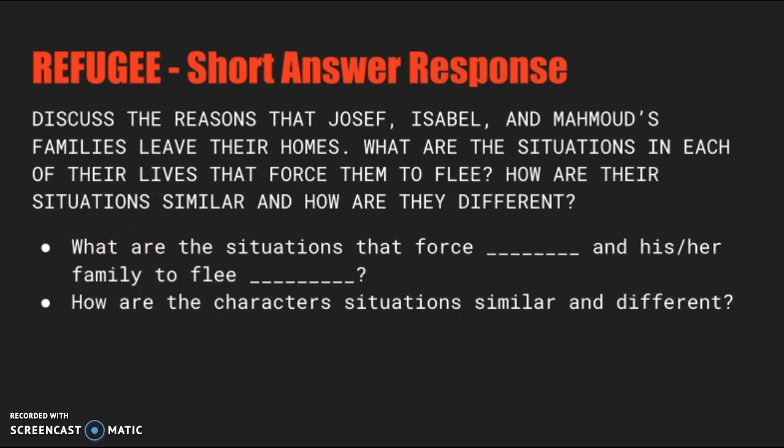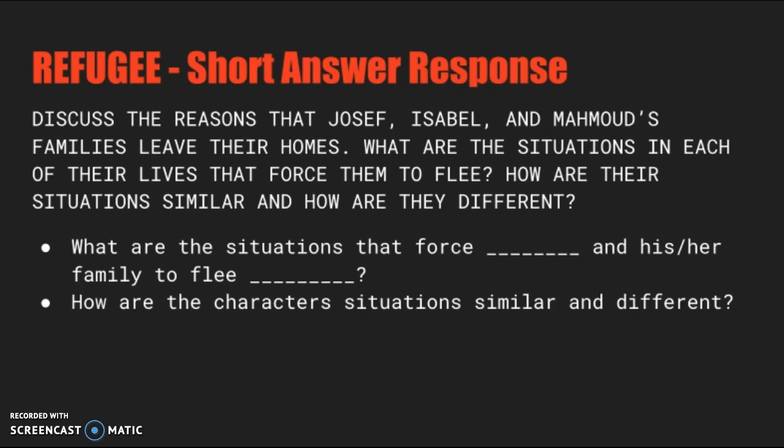So here we have one of the short answer responses from your book study packet and your guided reading questions. So it says, discuss the reasons that Joseph, Isabel, and Mahmoud's families leave their homes. What are the situations in each of their lives that force them to flee? Okay, so there's question number one, and this is a two-part question. How are their situations similar, and how are they different? Okay, so we will first be stating why they had to flee, and then second, we're going to be comparing their different situations and circumstances.